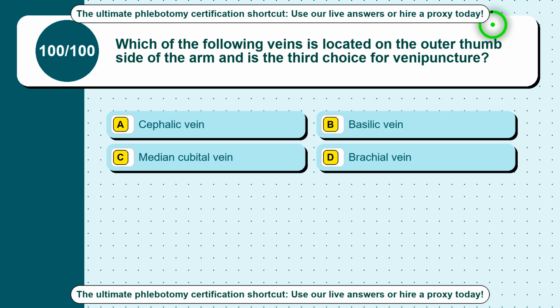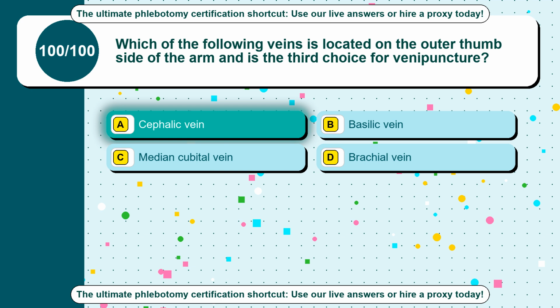Question 100. Which of the following veins is located on the outer thumb side of the arm and is the third choice for venipuncture? Option A, cephalic vein. Option B, basilic vein. Option C, median cubital vein. Option D, brachial vein. The correct answer is option A, cephalic vein.